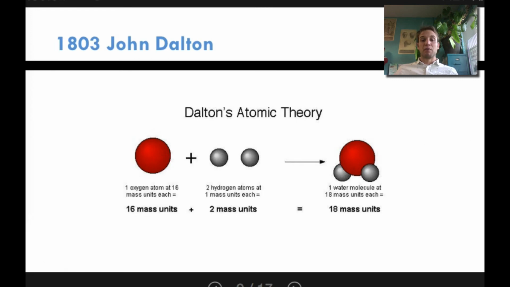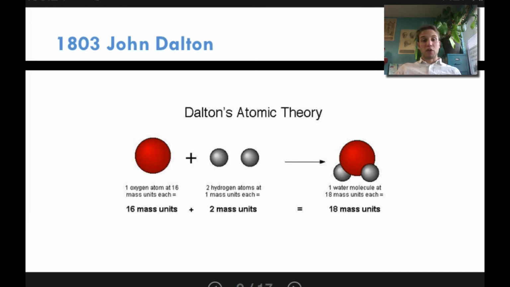And so became Dalton's theory, and now we refer to it simply as the atomic theory. But anyway, Dalton had more than just these ideas. He was different from Democritus in that he actually ran experiments and made observations and came to these conclusions.